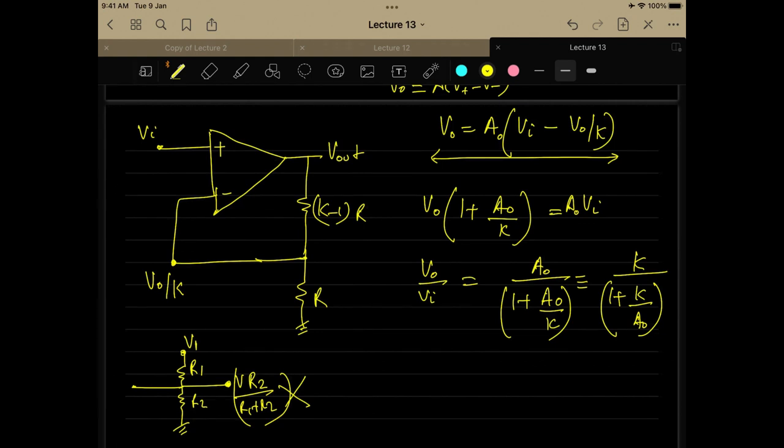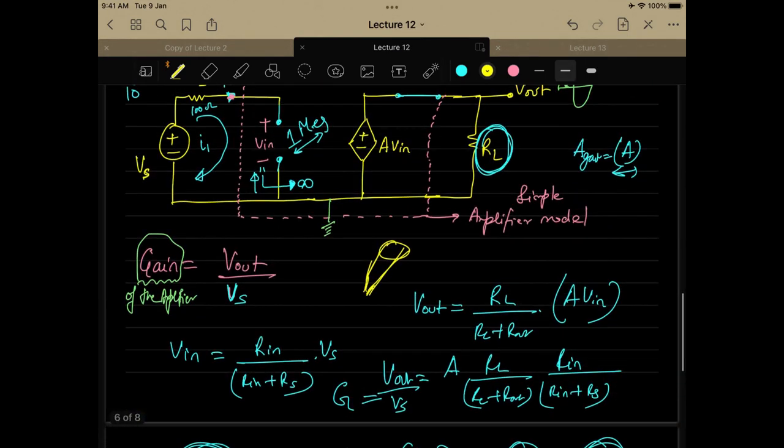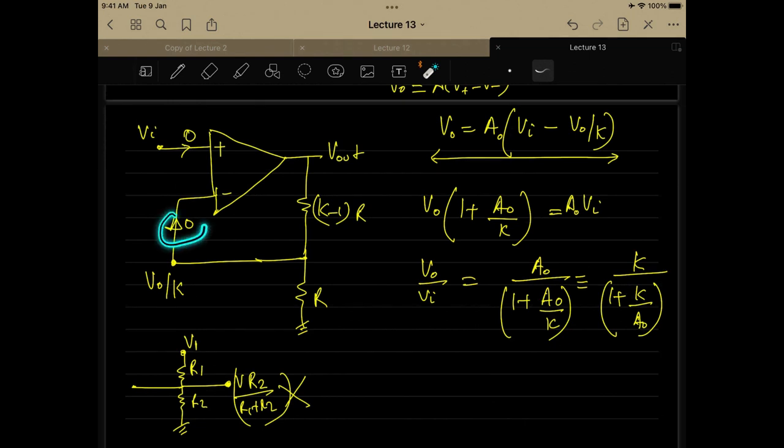Zero hai isliye. Right, good. Because for operational amplifiers, the current which is going into it is zero. And why is it zero? Because you can see here, I told you the input resistance is infinite. Because of this infinite resistance, current is zero inside. So that's why current is zero here.